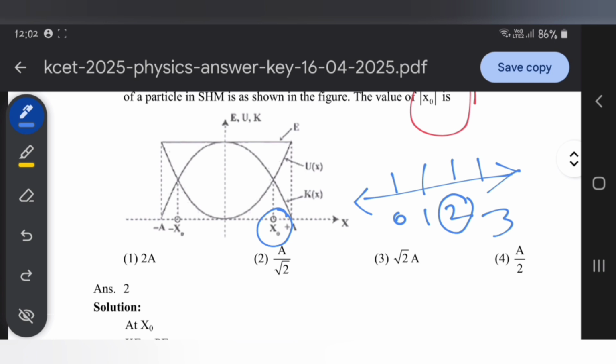So x naught is nothing but it is less than a, that is plus a. Can I not write that? Because 2 obviously is less than 3, right? So in that case, if I have a here, then x naught should be less than a, correct? If x naught is less than a, the answer cannot be option number A, because x naught value here is greater than a, 2a, right? 2 times a, that means it's obviously greater.